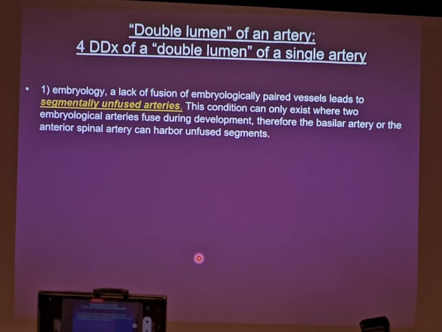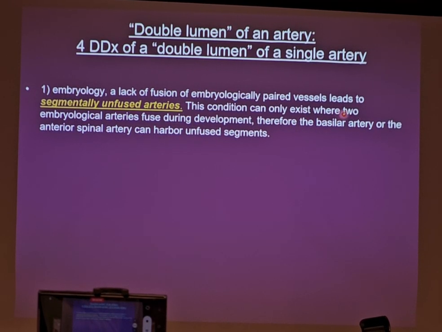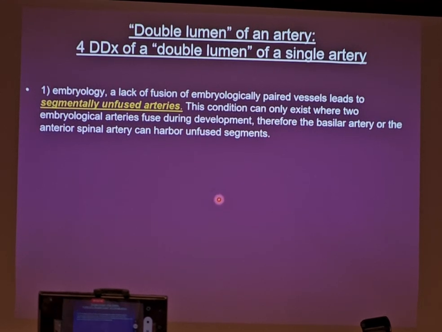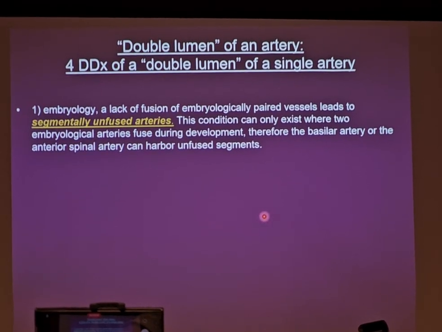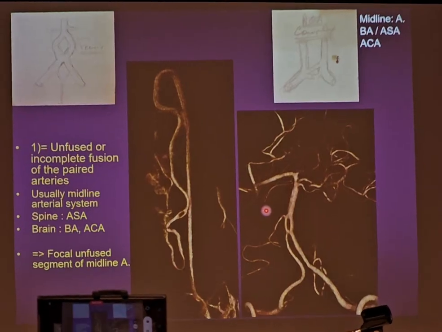So one of the last items that I want to state here is when we see more than one lumen. I think it is nicely summarized. I think Timo did it a few years ago with this summary, as we were confused. So the very first is embryology. If you have a lack of fusion of embryologically paired vessels leading to segmental unfused arteries, this is the first type of two lumens. So let's go to the example.